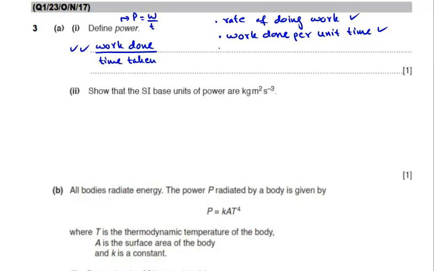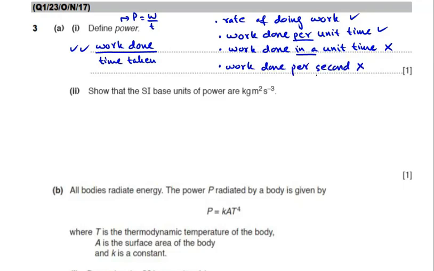For example, if you define power as the work done in a unit time, you will lose the mark here because unlike the above statement, work done per unit time, the statement work done in a unit time fails to express the idea that power is actually equal to work done divided by time. Similarly, students, it would be wrong to define power as the work done per second because second is a unit, not a physical quantity. And by rule, a physical quantity should only be defined in terms of other physical quantities, not units, and a unit should be defined in terms of other units, not physical quantities.